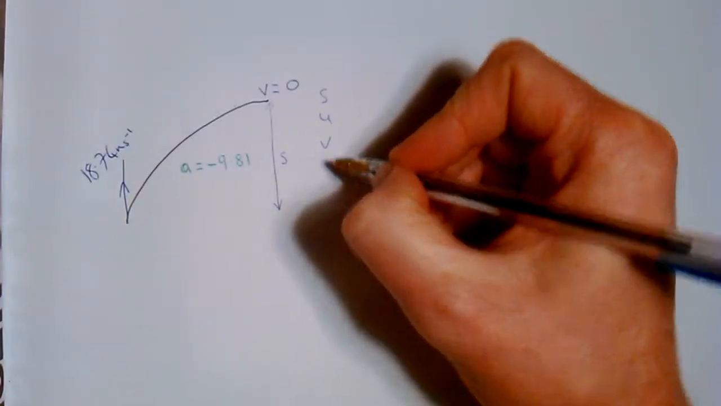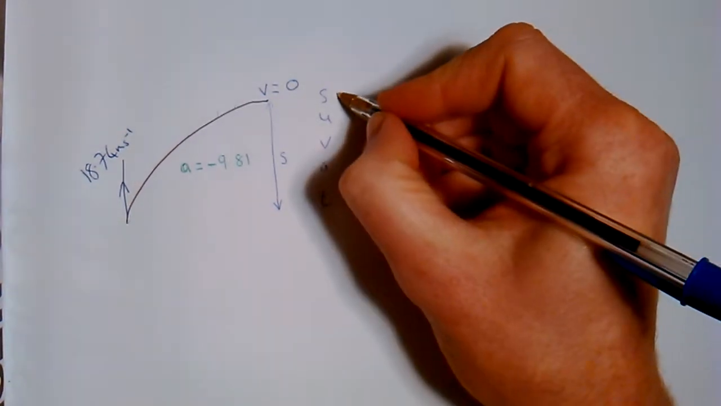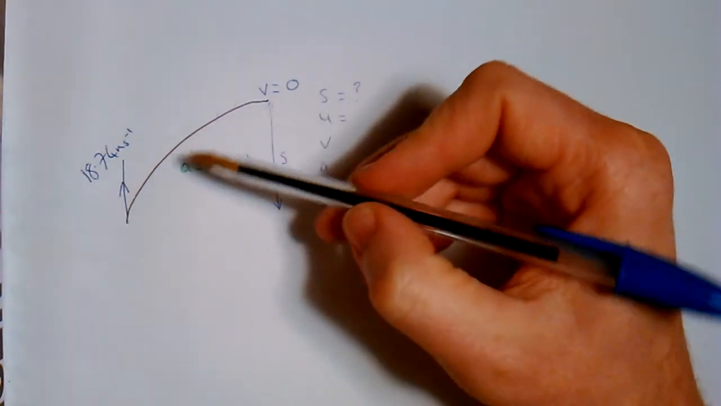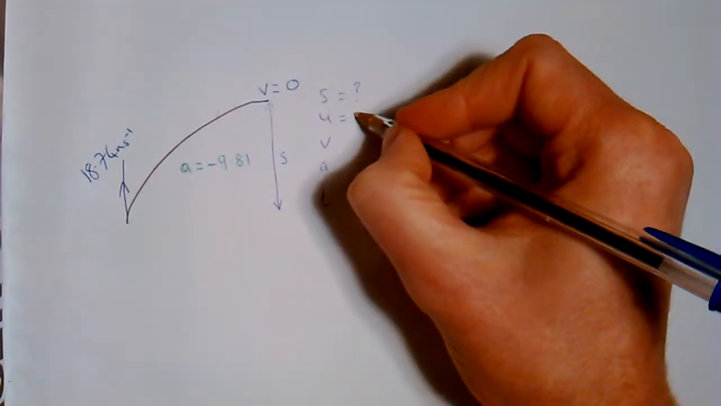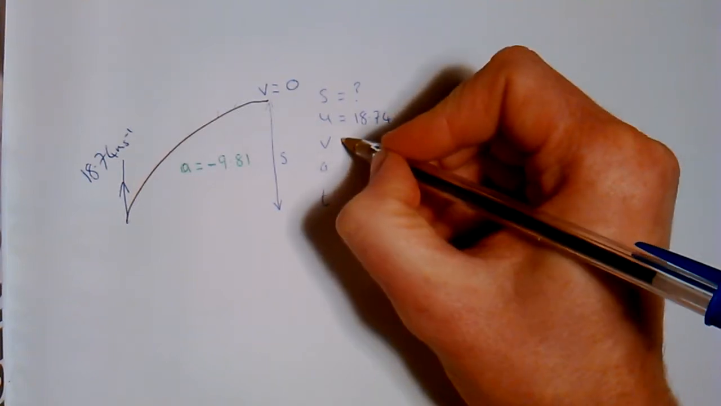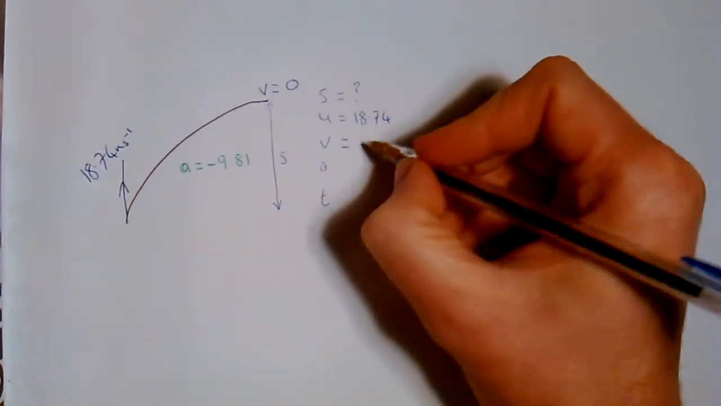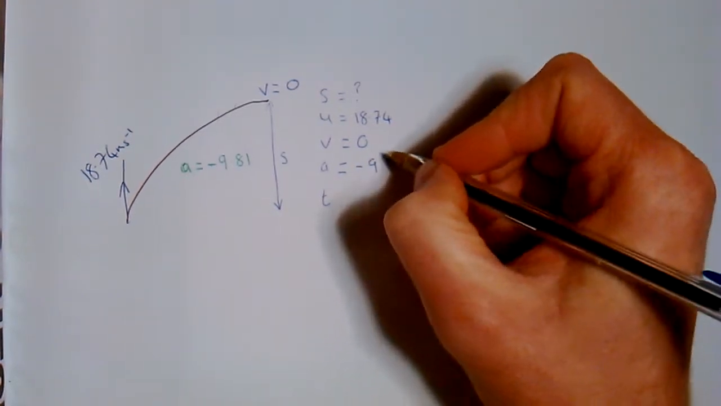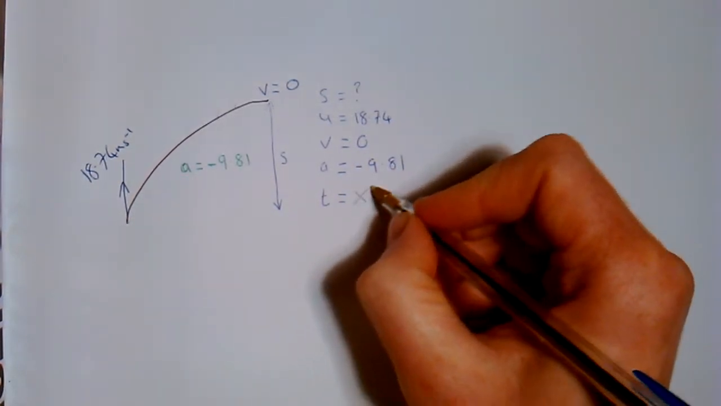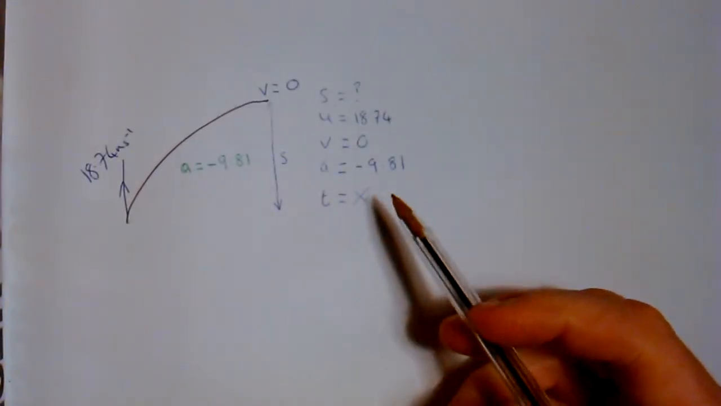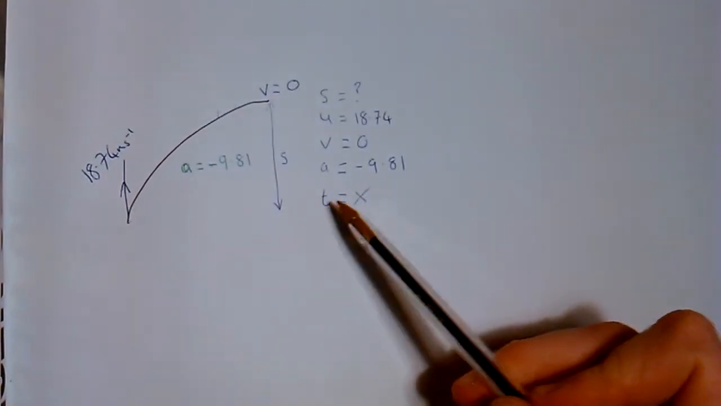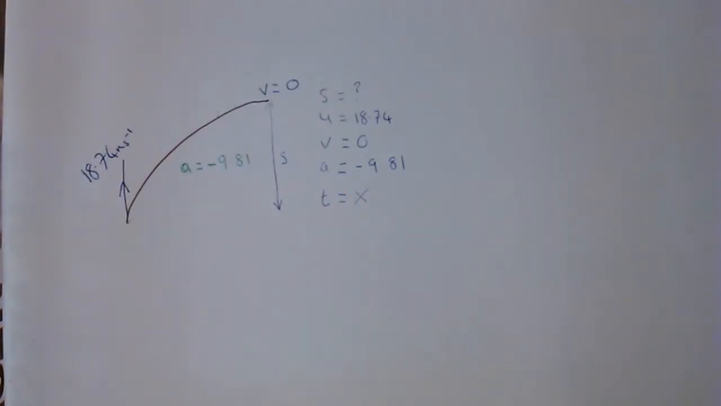Okay, so suvat equation. Now that's what we're trying to find. s, our displacement. u is our initial vertical velocity, 18.74. v is our final vertical velocity, which is 0, and a is minus 9.81. Now t, at this point, we don't know, so I'm just going to put a little X next to that. So which equation do we use? One that's got that, and we need to find one that's not got t in it. That's the quickest way.